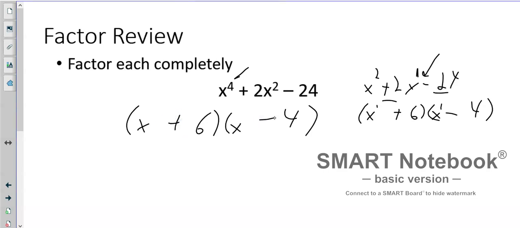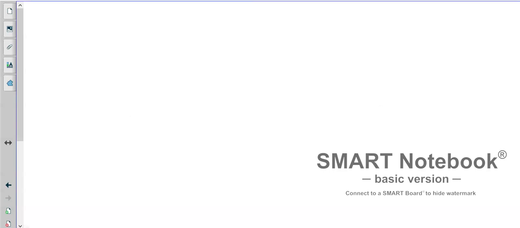Now the only difference is x times x is not x to the 4th. See how this is x squared in the middle? That's what these both are. It's the only difference between these two. Otherwise, the math is exactly the same. And that's it. Day one complete.